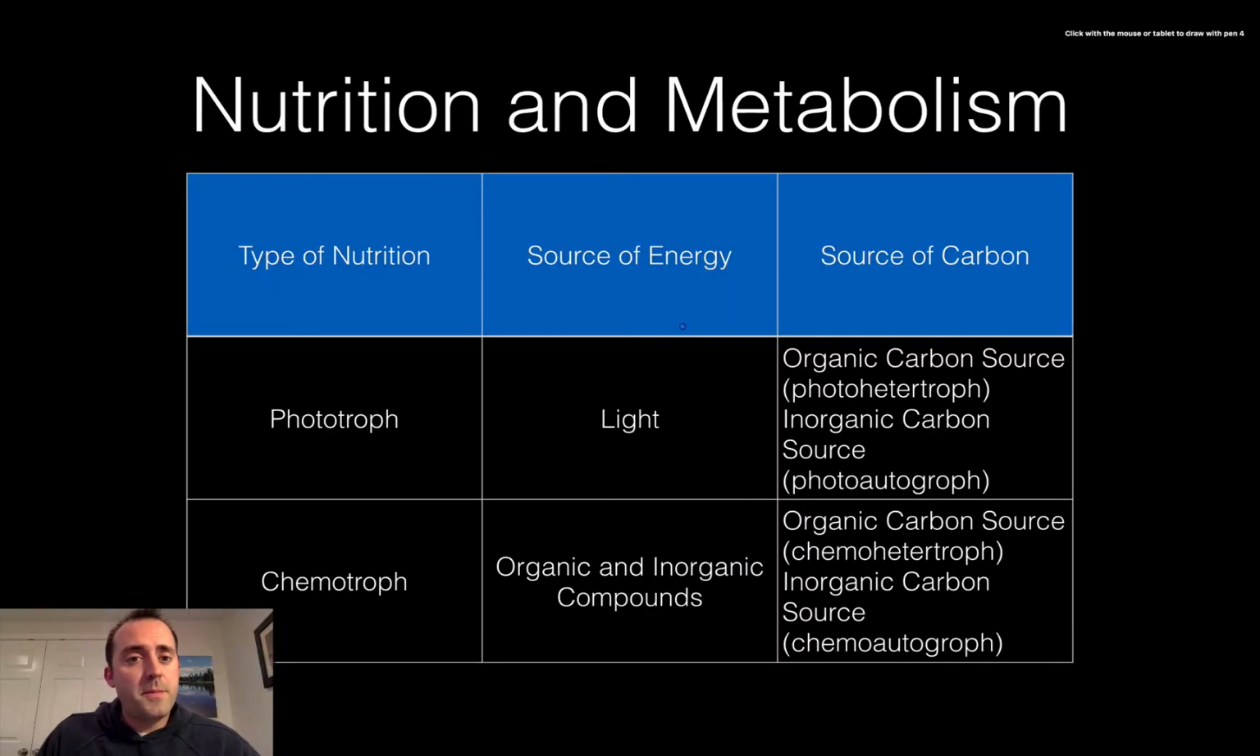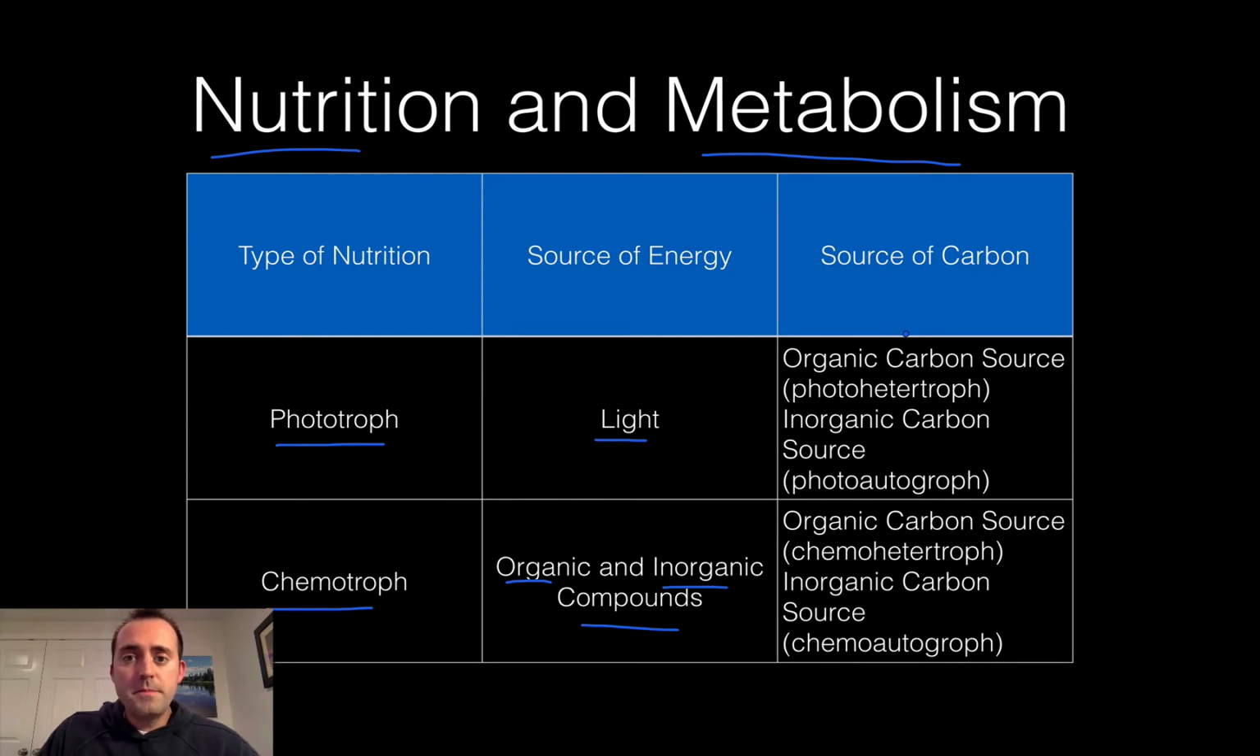So other characteristics about bacteria are how they get their nutrition and how they metabolize their food. For types of nutrition, they come in two varieties. You have phototrophs that use light as their energy source, very similar to plants that are photoautotrophic. They photosynthesize, they use light as energy. And then you have chemotrophs, which use organic or inorganic compounds as their energy source. So that's their source of energy. It's either light or it's some kind of chemical. So we use the word photo for light, chemo for chemical.